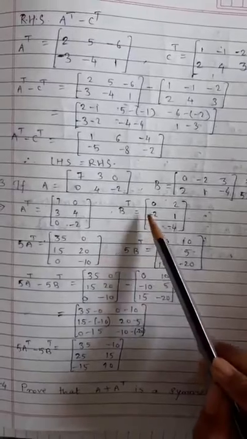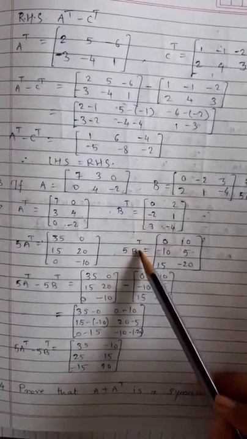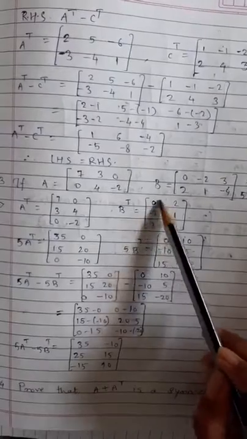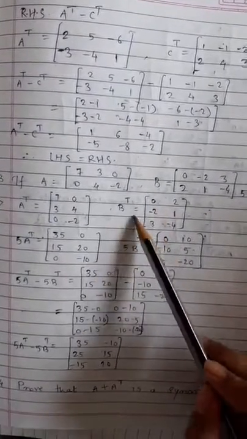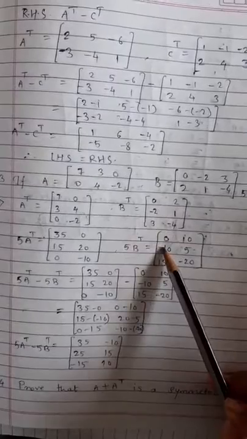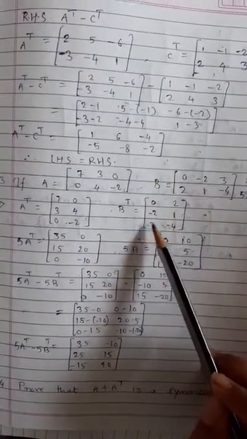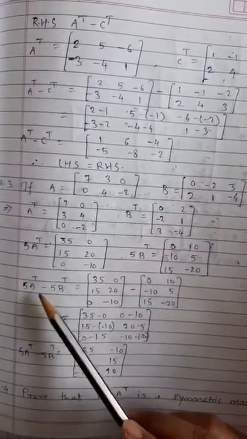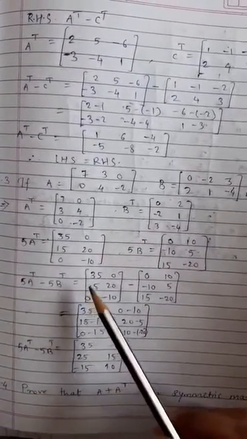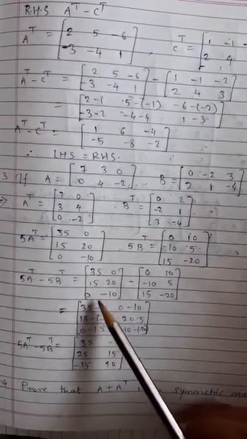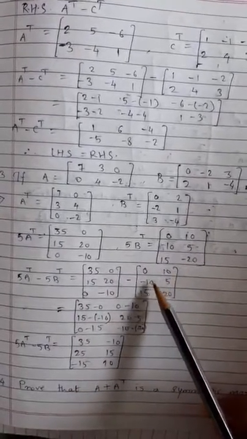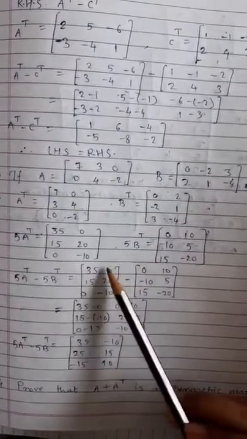We have to multiply this matrix by 5. So 5 into 0 is 0, 5 twos are 10, 5 into -2 is -10, 5 ones are 5, 5 threes are 15, 5 into -4 is -20. So 5A transpose minus 5B transpose, this minus this. So we have to do the subtraction of corresponding elements.